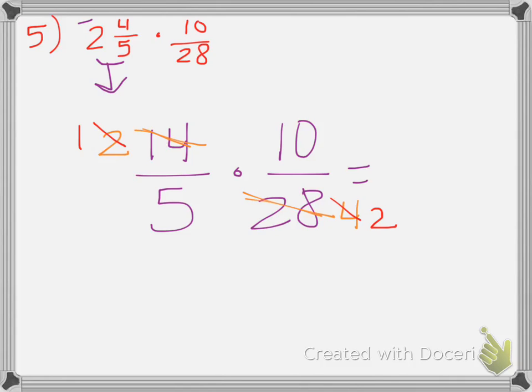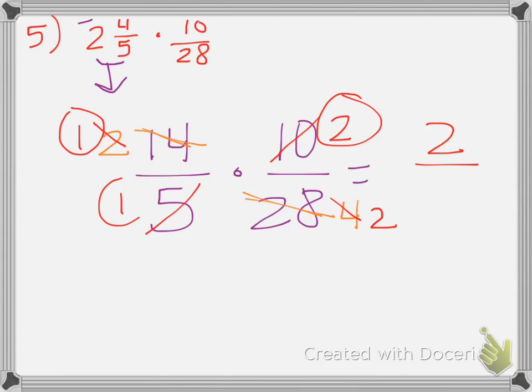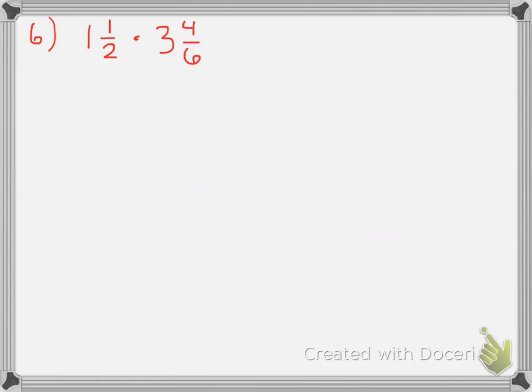Next, let's look at these cross products. I know 5 goes into those. 5 divided by 5 is 1. 10 divided by 5 is 2. So 1 times 2 is 2. Down here, 1 times 2 is 2. 2 over 2, hopefully you got the answer to be 1. 2 divided by 2.